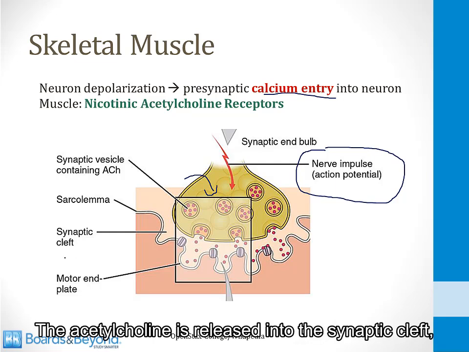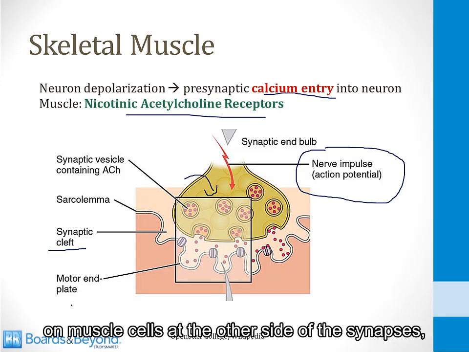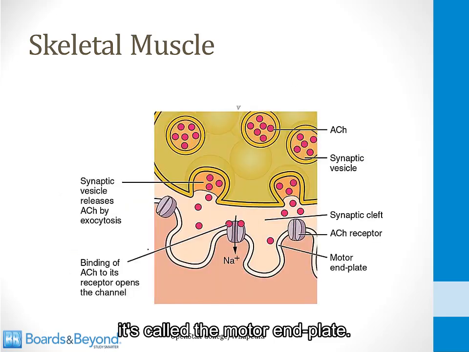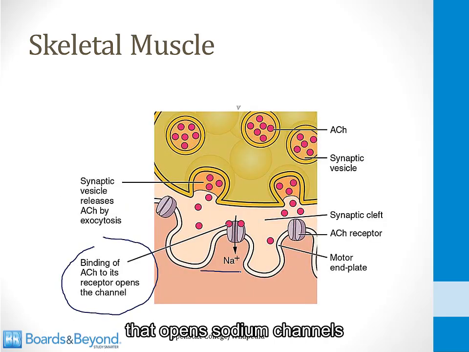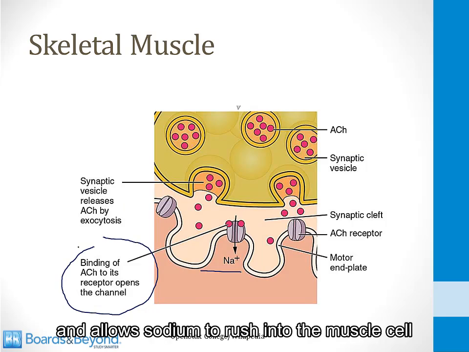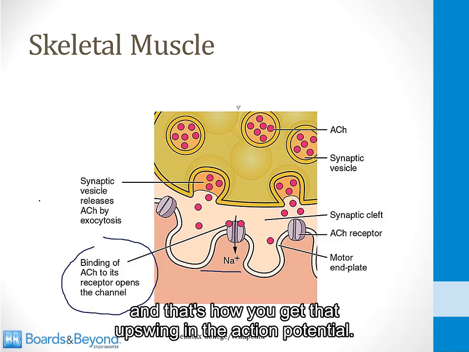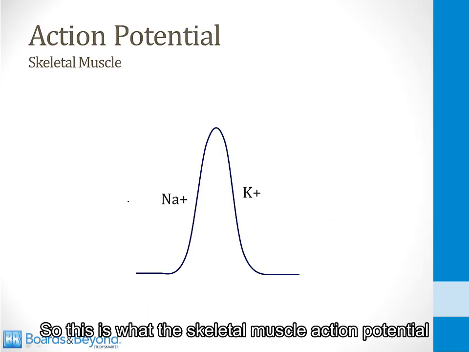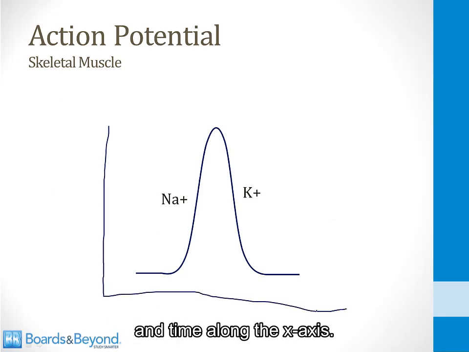The acetylcholine is released into the synaptic cleft, and then there are nicotinic acetylcholine receptors found on muscle cells at the other side of the synapse. This is called the motor end plate. When acetylcholine binds to its receptors, that opens sodium channels and allows sodium to rush into the muscle cell, and sodium is positively charged, so that will raise the membrane voltage, and that's how you get that upswing in the action potential. So this is what the skeletal muscle action potential looks like if you plotted voltage along the y-axis and time along the x-axis.